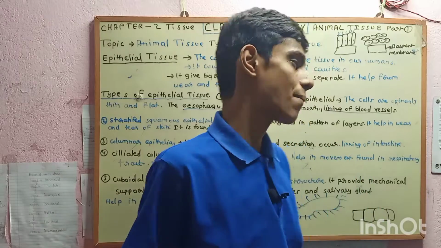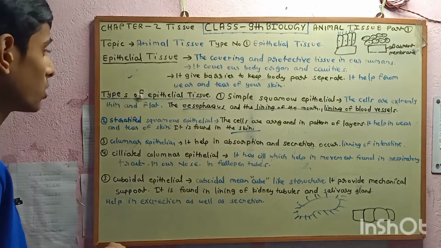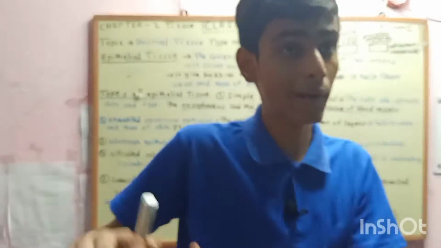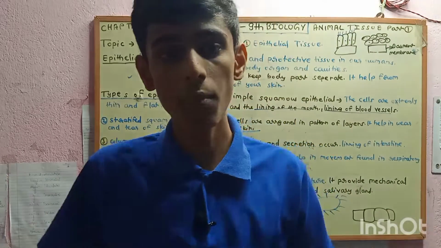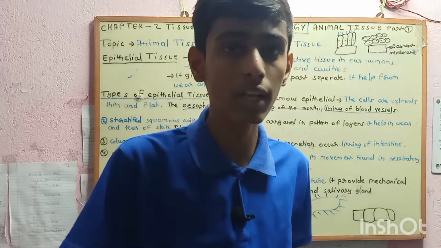Today we have discussed epithelial tissue and its types. We have discussed five types of epithelial tissue: simple squamous, stratified squamous, cuboidal, columnar, and ciliated columnar.